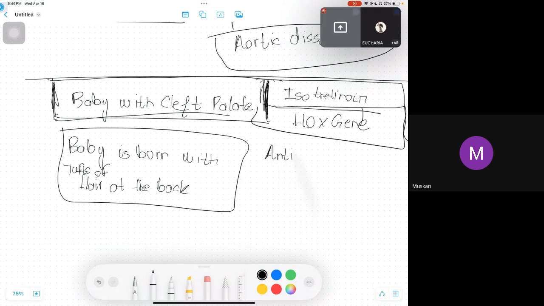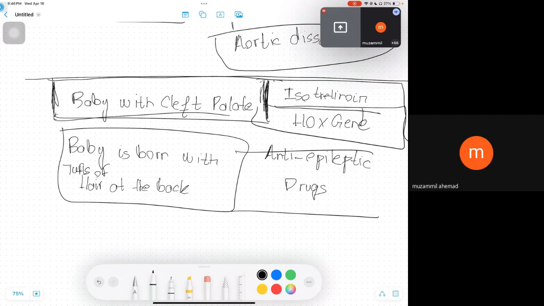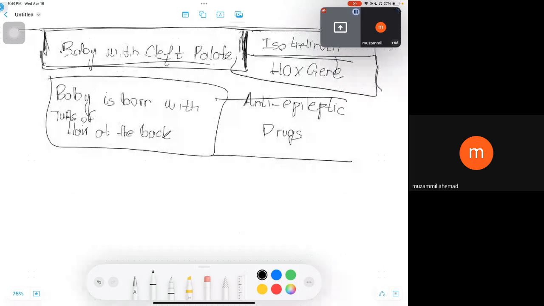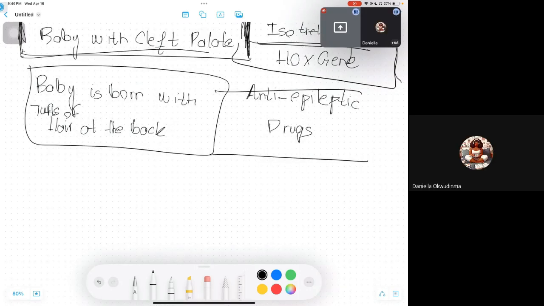Yes. So any anti-epileptic drug will cause this. How can we prevent this problem? Folic acid supplements and avoiding these drugs before pregnancy. How many grams?